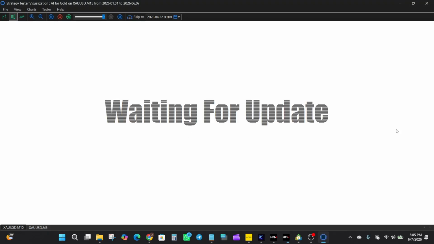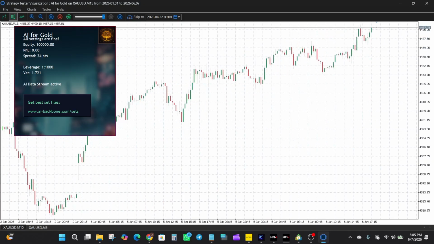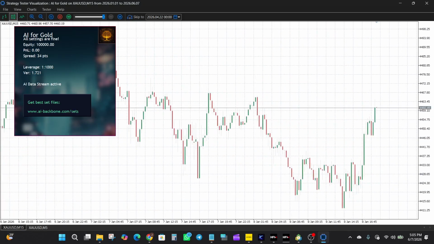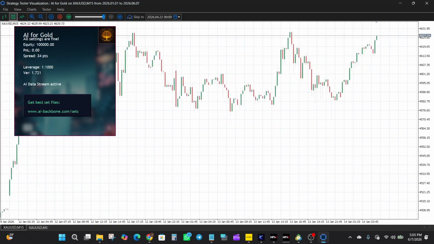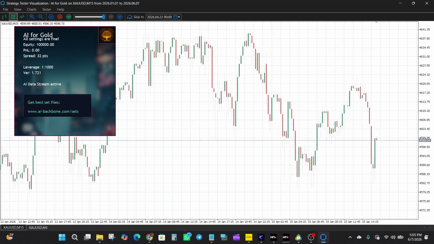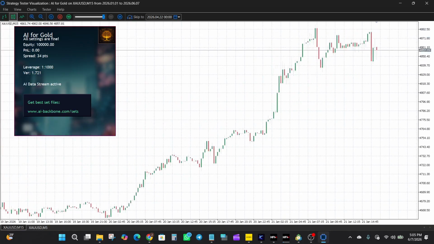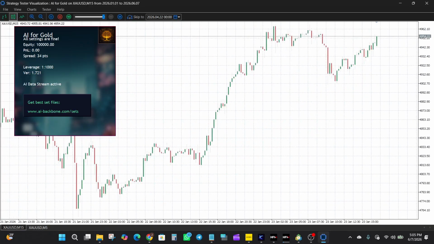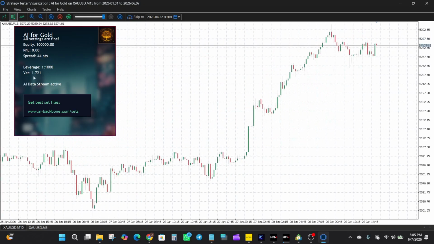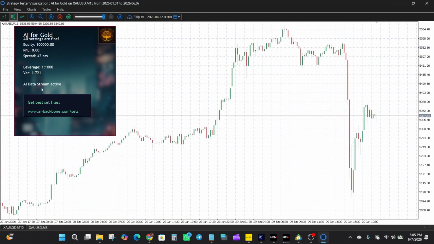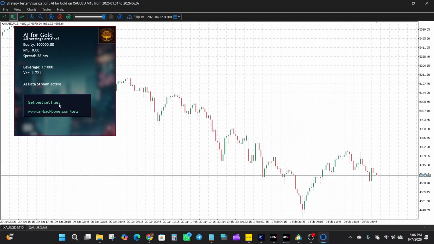All right, so on the chart, if you're looking at the historical backtest results, the main focus is on how consistently the EA selects trades under different gold market conditions. And since the system is based on price action patterns combined with prediction logic, the behavior that I'm looking for is how cleanly it avoids overtrading and how it reacts during volatile versus ranging environments. Now we can also see the dashboard here showing the equity, the profit and loss, the spread, leverage, version, and then of course showing here AI data stream active. Okay, and also here is to get the best set files.